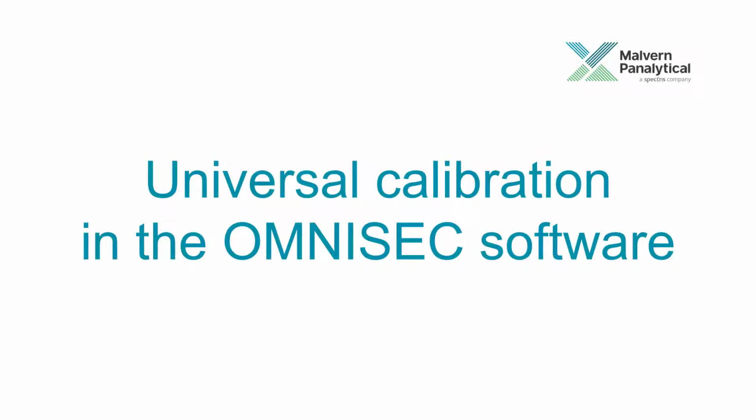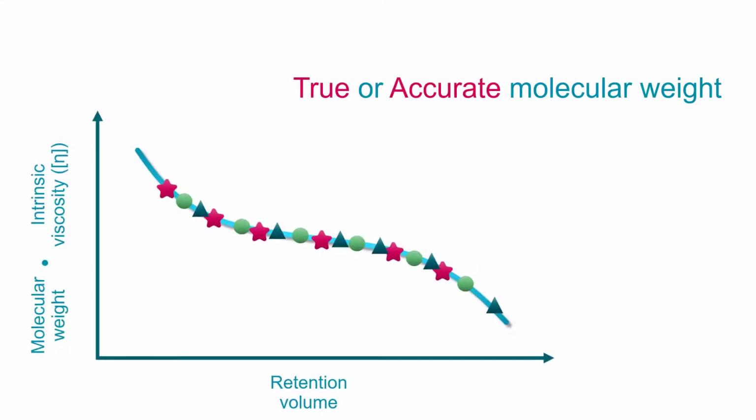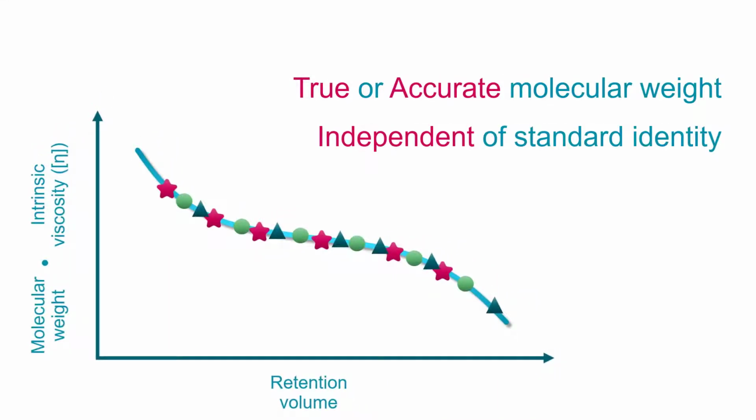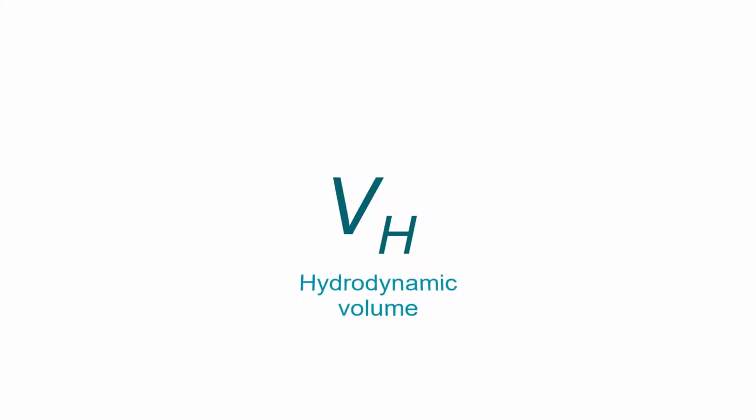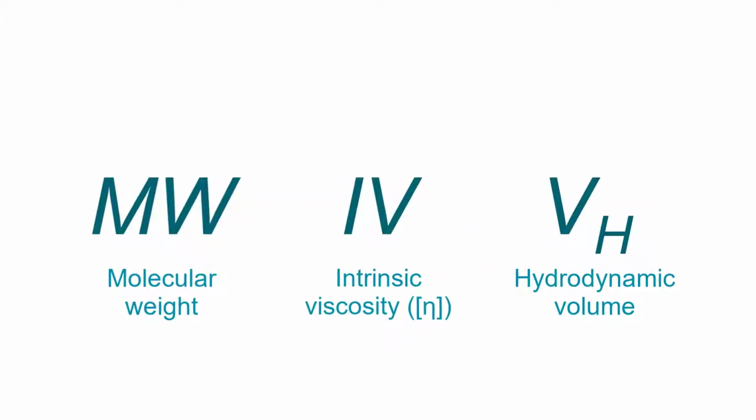Universal calibration in the OMNISEC software. A universal calibration method uses a column calibration to give you true molecular weight that is independent of the standard type. It uses the relationship between hydrodynamic volume, molecular weight, and intrinsic viscosity to show that the calibration curve for polymers of different types can merge into a single calibration curve.